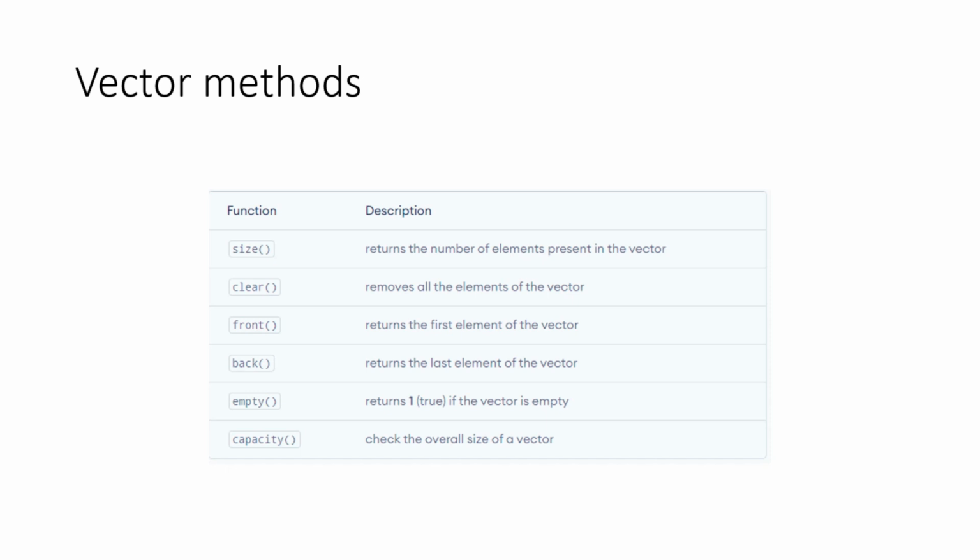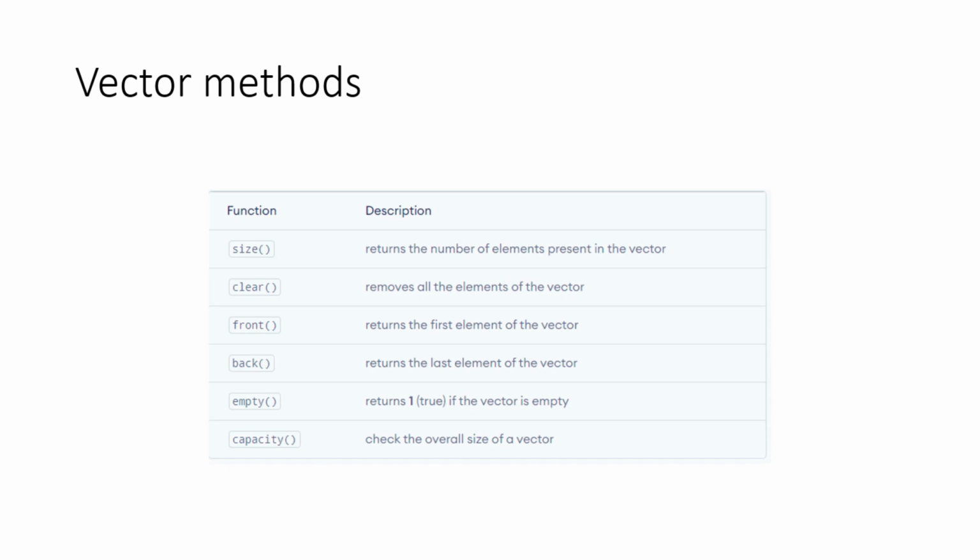So these are some of the methods in the vector class. Size returns the number of elements present in the vector. Clear is going to remove all the elements. So let's say, for example, you had a vector, instead of trying to delete one element at a time, pop_back, pop_back, pop_back, all the way till the very first element, you can just say clear. Front gives you the first element. Back gives you the last element in the vector. Empty returns true if the vector is empty. Capacity checks the overall size of the vector.